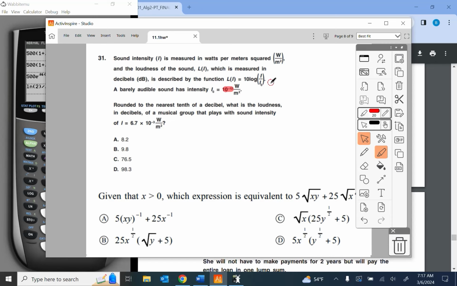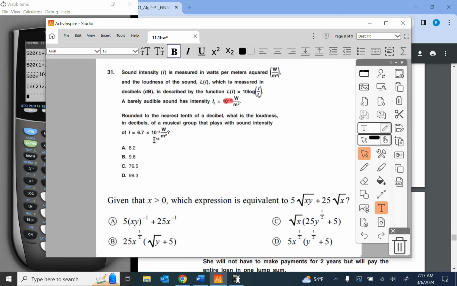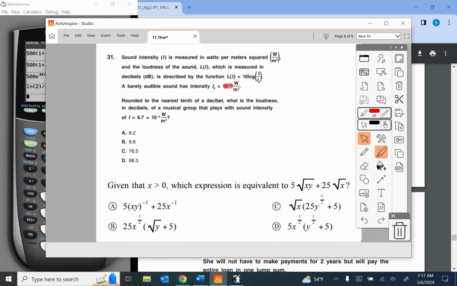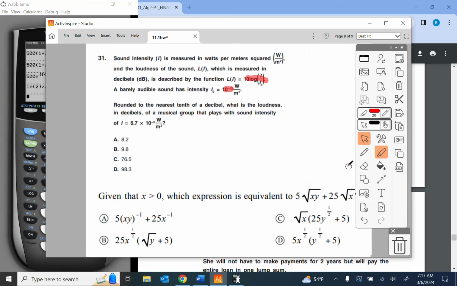Rounded to the nearest tenth of a decimal, what is the loudness in decibels of a musical group that plays with sound intensity of L equals 6.7 times 10 to the negative third? This is simple plug-in stuff. We have a little formula right here. We're going to plug in. Let me grab my pen.